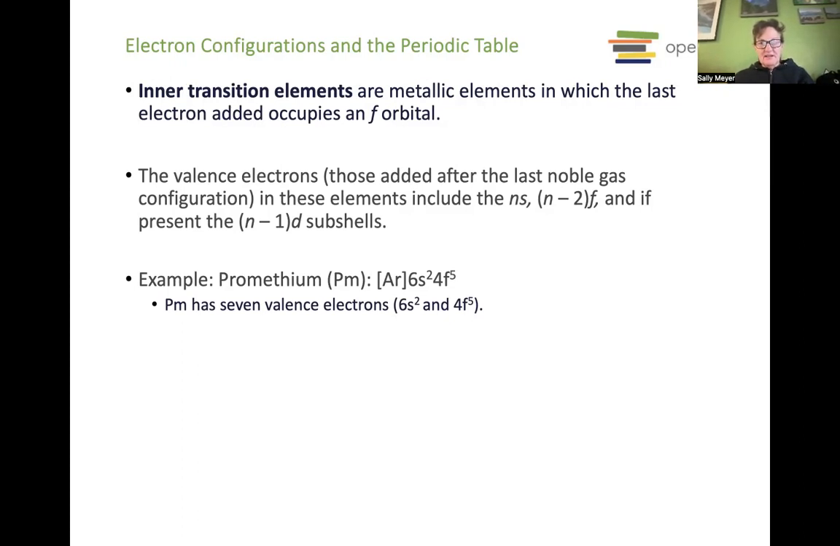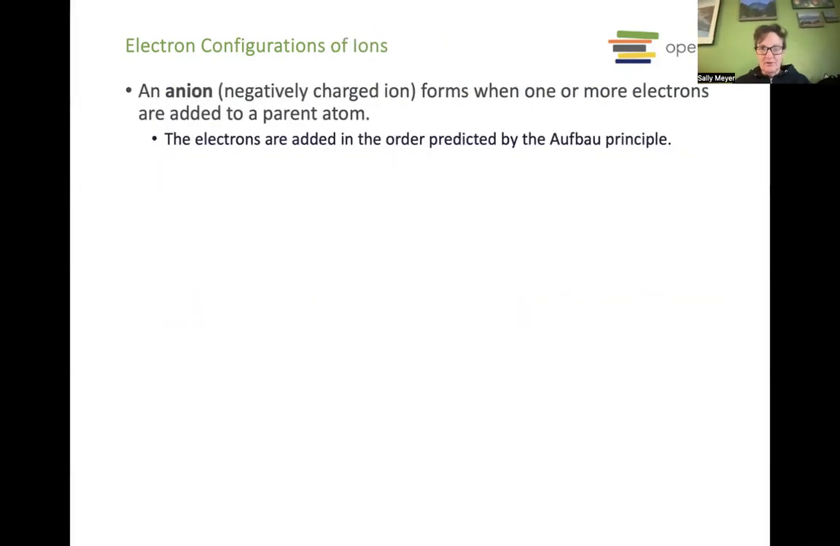The valence electrons here, added after the last noble gas, include the s electrons, and then whatever the s n quantum number was, it'll be n minus 2 for the f. And there might be some d electrons, or d subshell, and that would be n minus 1 for the d. So this is just an example, and we will do a lot of these in class, so we'll just look at how you do them.